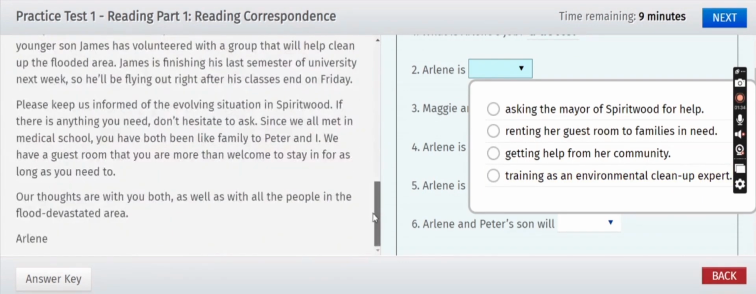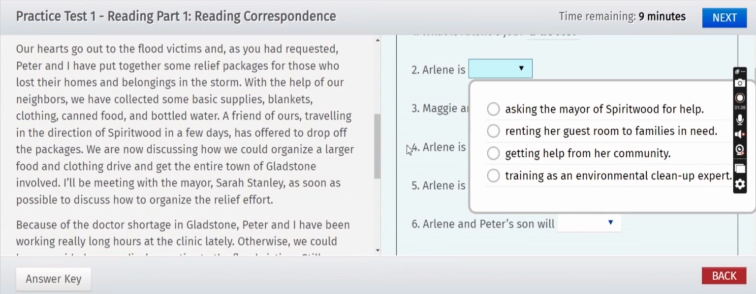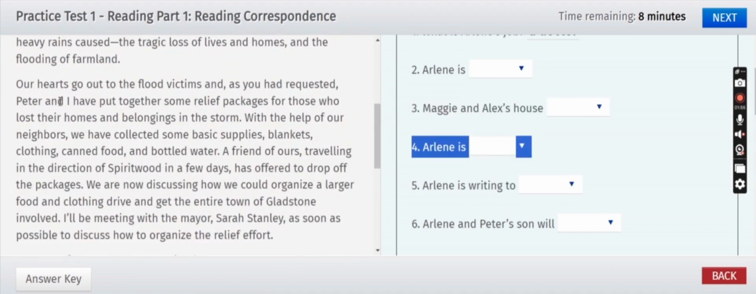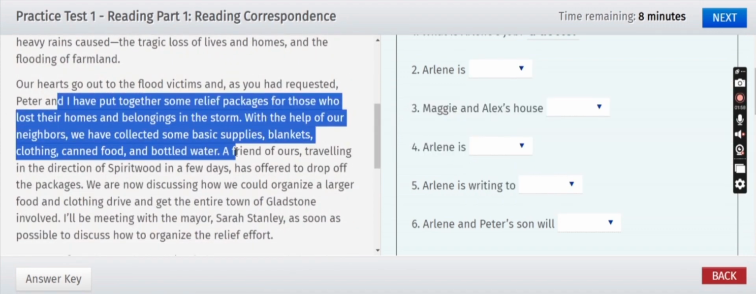From the understanding, you can see that options B and D are not there in the email. It is not mentioned anywhere about renting or training. So you can right away eliminate them, and A and C are the possible answers. Again, when you see option C, getting help from the community, paragraph 2 is all about getting help from the community.